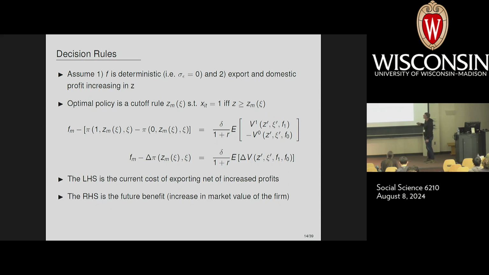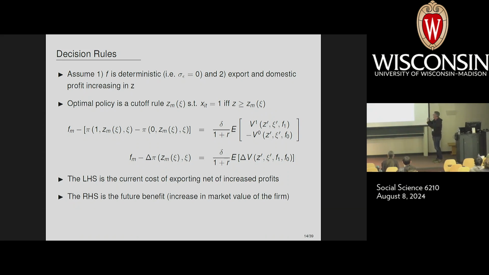I'm going to use monopolistic competition. And then let me just say, let's let F be deterministic for now. Like F is just a number. There's a fixed cost I pay. Then the optimal policy here is just a cutoff rule. So for each value of the trade cost, there's a Z such that I'm exporting if my Z is higher than this. So I'm just partitioning firms. If you're productive enough, you export. If you're not productive enough, you don't.